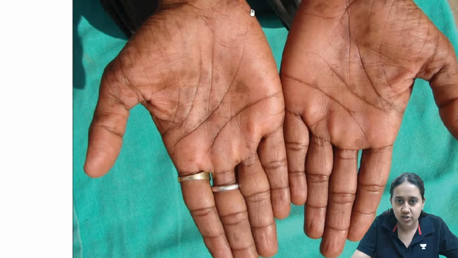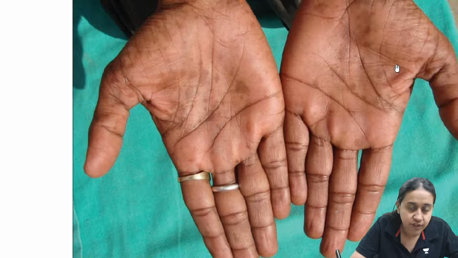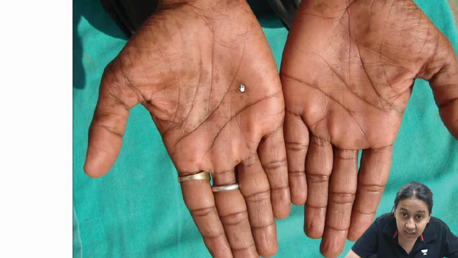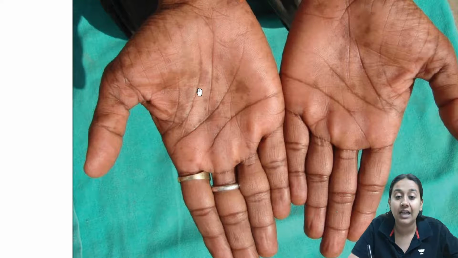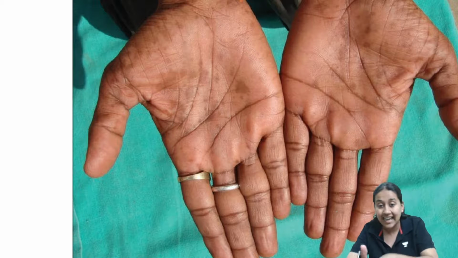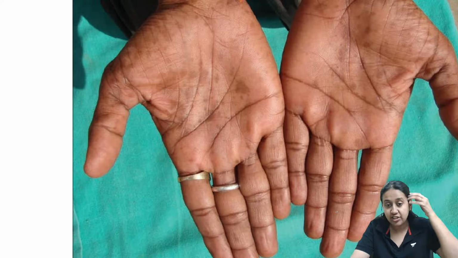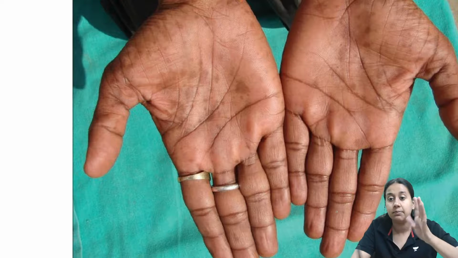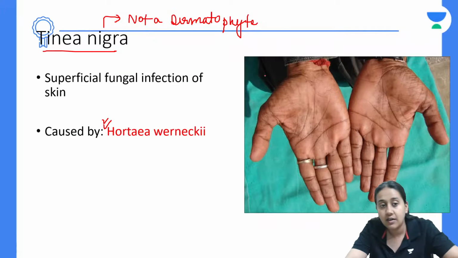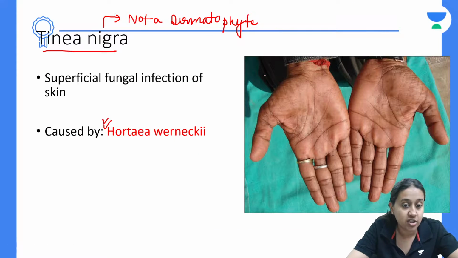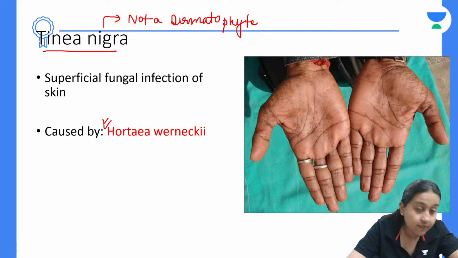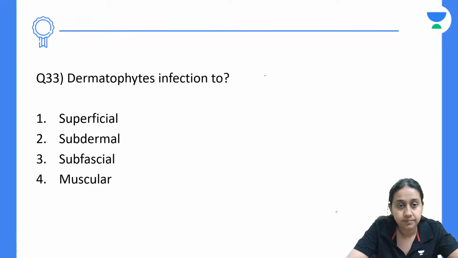So just look at this image. You can see some hyperpigmented macules present on the palmar aspect. These are nothing but the tinea nigra lesions. If you scratch them a little deep, you can even remove these hyperpigmented lesions. So these are a very classical superficial fungal infection caused by Hortaea werneckii, which is not a dermatophyte infection.